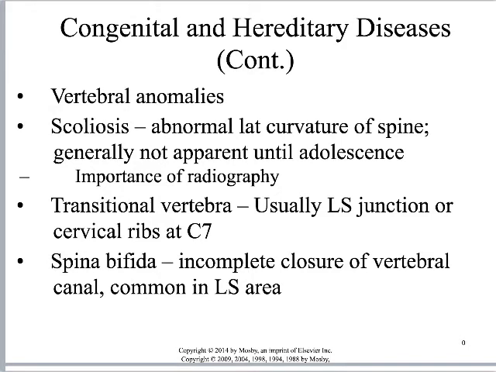Vertebral anomalies. Scoliosis, abnormal lateral curvature of the spine, is generally not apparent until adolescence. We work quite a bit with these patients, getting a baseline image and then follow-up images. The incidence is higher in females than males, so it's going to be important that we get appropriate images of this, that we're aware of the radiation that we're using, and that we do things to shield the patient and reduce the number of exposures that we need for any given exam.